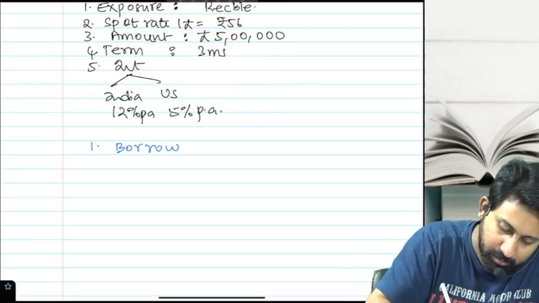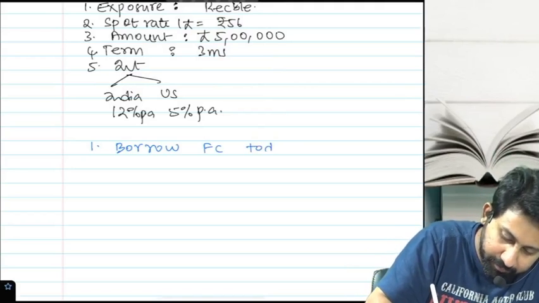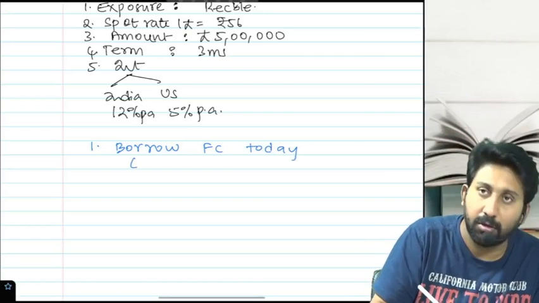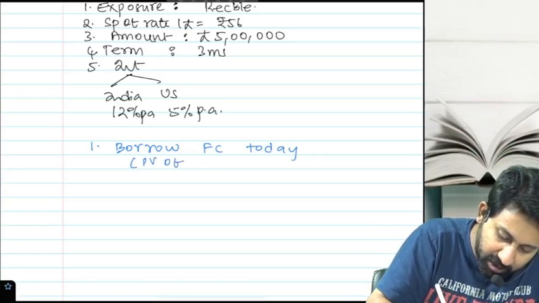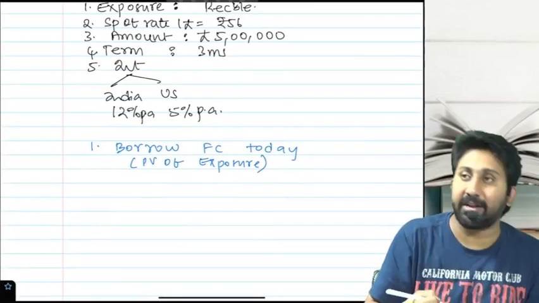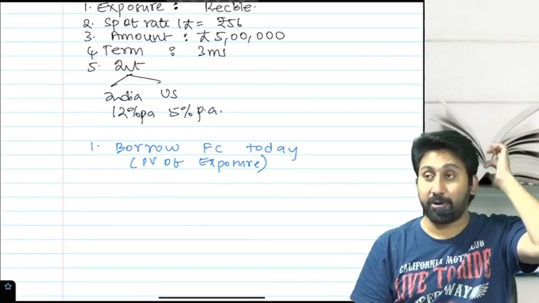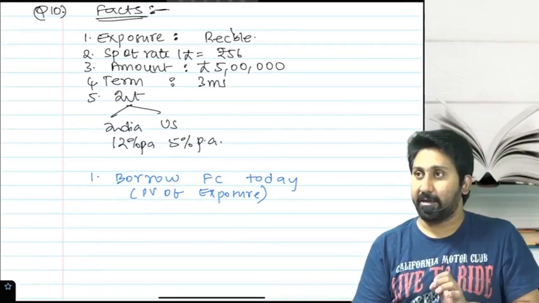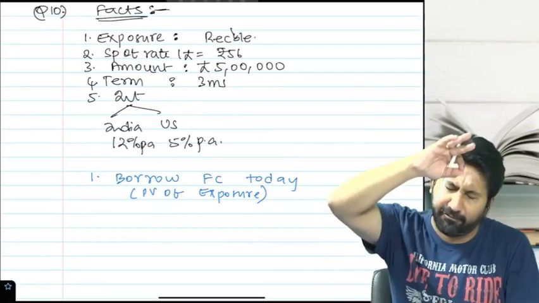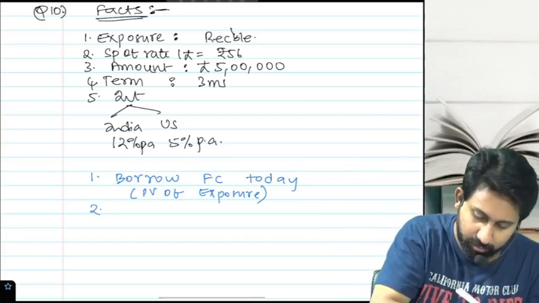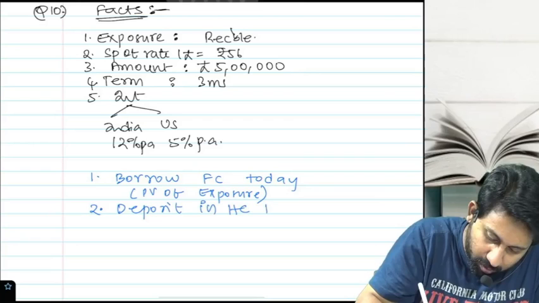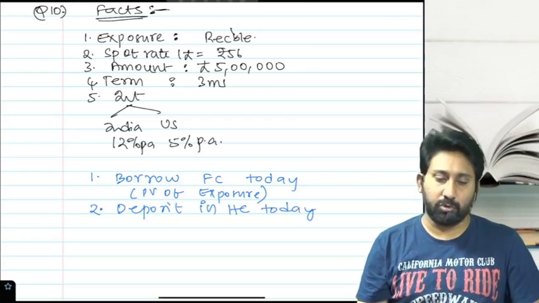Borrow foreign currency today. How much do I need to borrow? Borrow only the present value of the exposure. Present value of exposure means what? Like we have seen in the put-call parity theorem, PV of SP means it will mature to SP on the due date. Like that, don't borrow the entire 5 lakhs. Borrow the present value of pounds 5 lakh, which matures to 5 lakh in 3 months. Why? Everything I will explain. First let us understand. Borrow, and deposit in home currency today. Sir, why do I have to do this? I will explain.